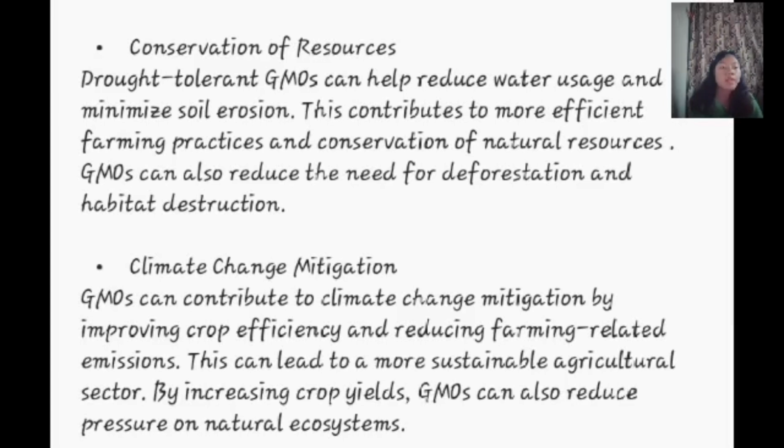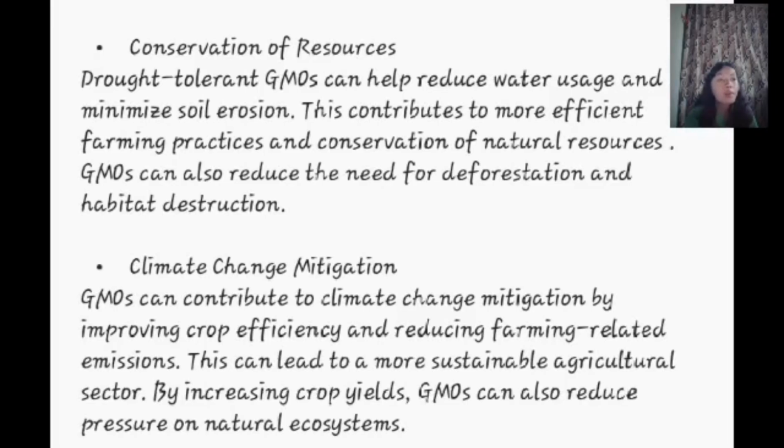GMOs can contribute to climate change mitigation by improving crop efficiency and reducing farming-related emissions. This can lead to a more sustainable agriculture sector. By increasing crop yields, GMOs can also reduce pressure on natural ecosystems. So it means GMOs can help farms produce more food using less land, fuel, and chemicals. This lowers pollution from farming and helps slow down climate change. With less pollution, the earth warms more slowly, which helps fight climate change.